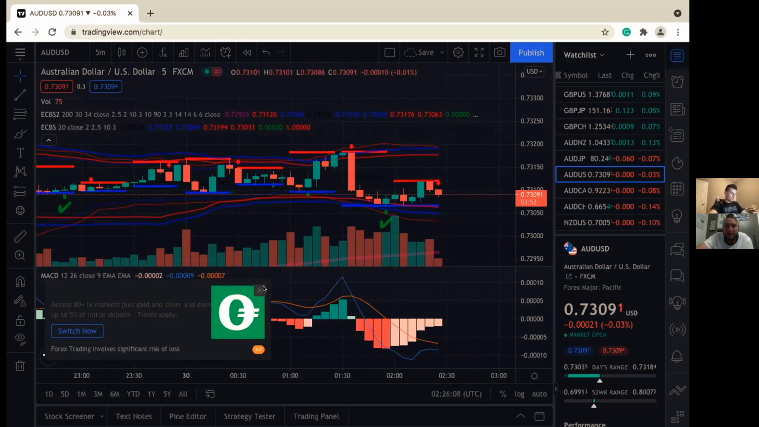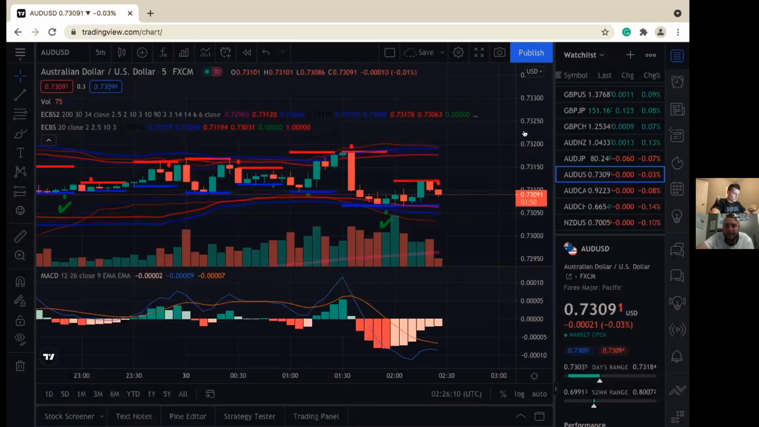So the ECBS, this is what I look for: down arrows, up arrows, check mark, support and resistance. That's why I like the strategy.